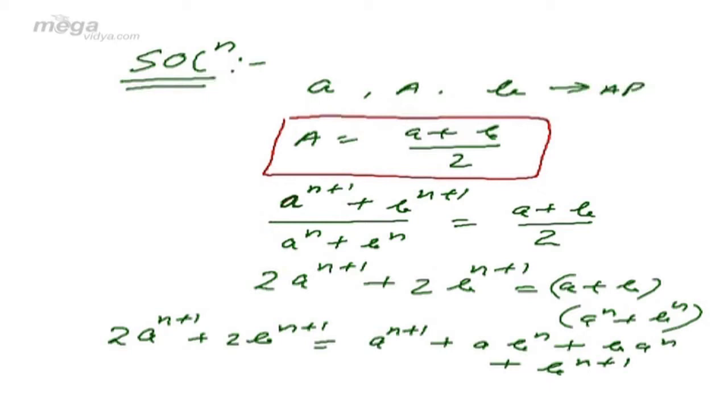Now a^(n+1) here and 2a^(n+1) here, this becomes a^(n+1). And here 2b^(n+1), and on this side it is given b^(n+1). Then we say b^(n+1) on this side, it becomes b^(n+1) is equal to ab^n plus ba^n. This is a^(n+1) + b^(n+1) is equal to ab^n plus ba^n.